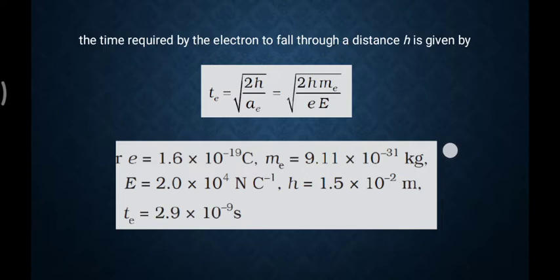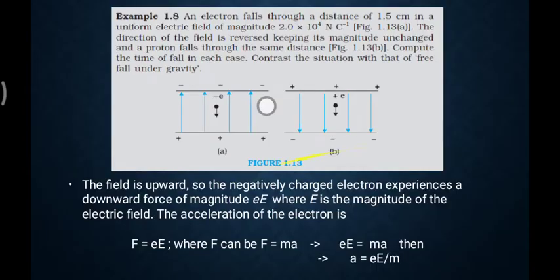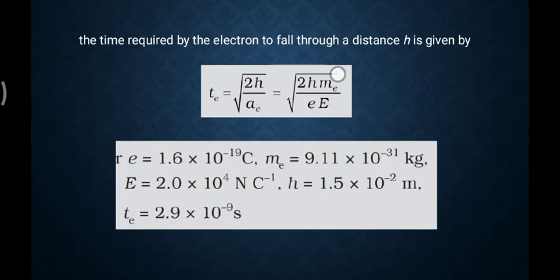Now, the time required for free fall under gravity we learned in the 11th class in the motion chapter: t = √(2h/a), where h is the height of fall and a the acceleration. If the acceleration is more, the time taken will be less. It means the faster you go, the less time it takes. So here a_e, the acceleration of the electron, we already know is eE/m. Putting eE/m in, the overall expression gives the time taken by the electron to travel the distance h = 1.5 centimeter.